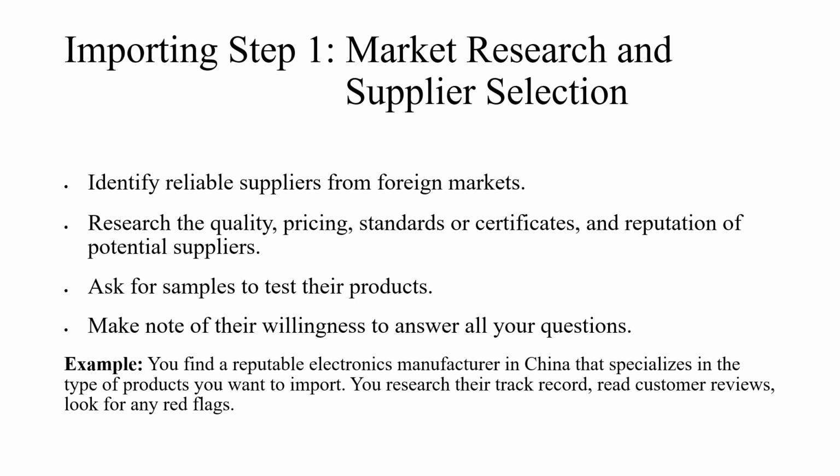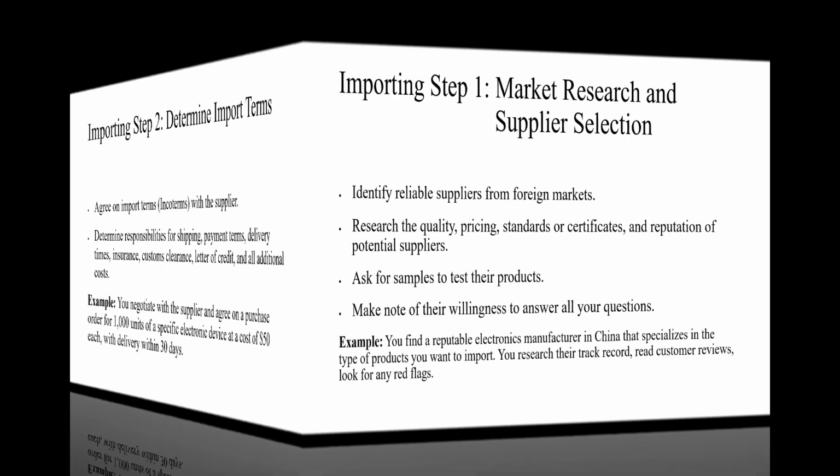Research the quality, pricing, standards or certificates, and reputation of potential suppliers. Ask for samples to test their products. Make note of their willingness to answer all your questions. Example: you find a reputable electronics manufacturer in China that specializes in the type of products you want to import. You research their track record, read customer reviews, look for any red flags.